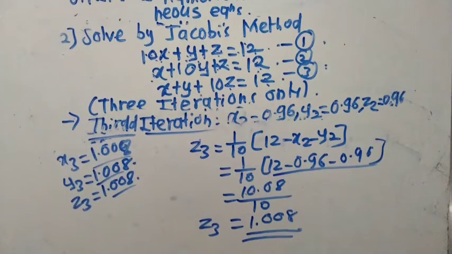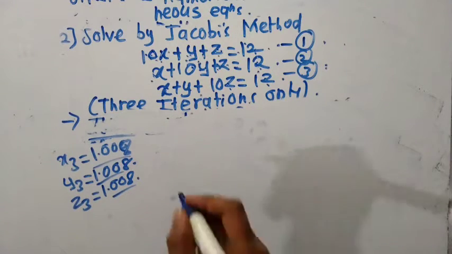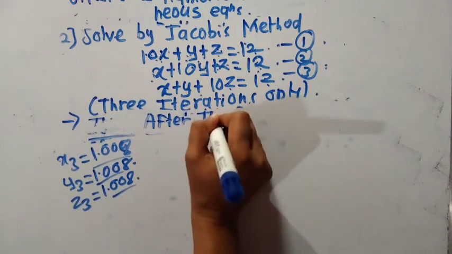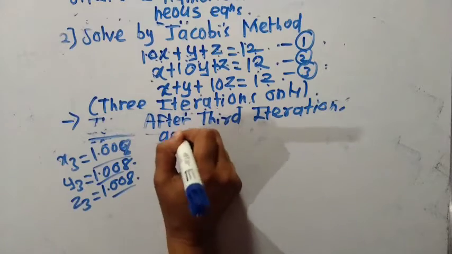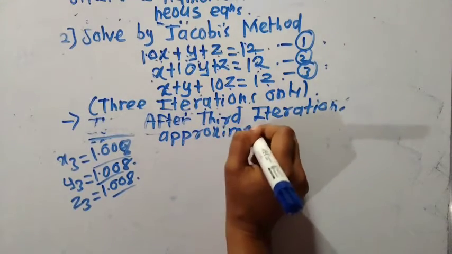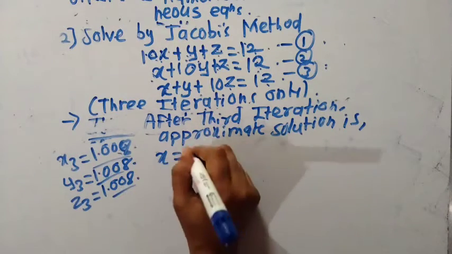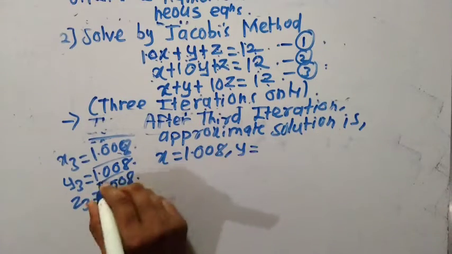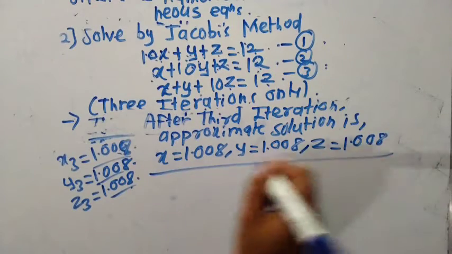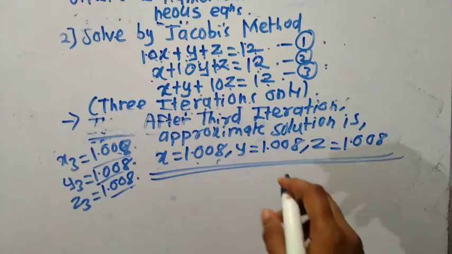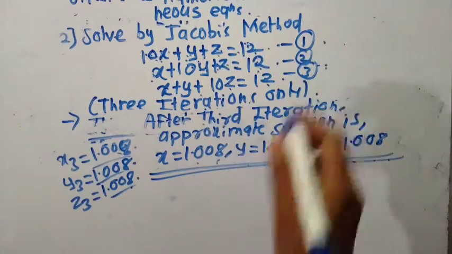So these are the values after the third iteration. Hence after the third iteration, the approximate solution is x is equal to 1.008, y is equal to 1.008, and z is equal to 1.008. These are the solution by the Jacobi iteration method.